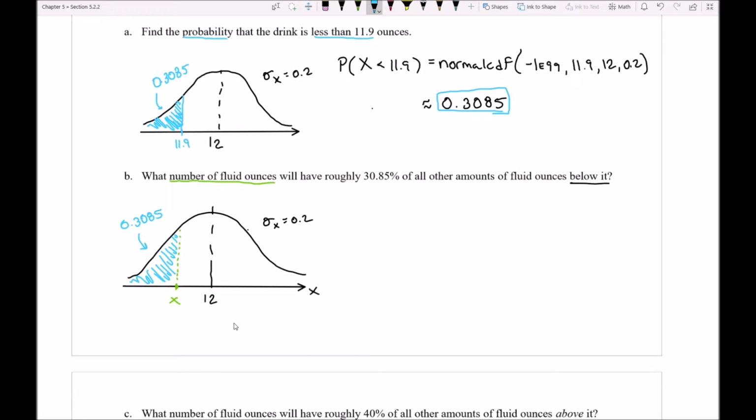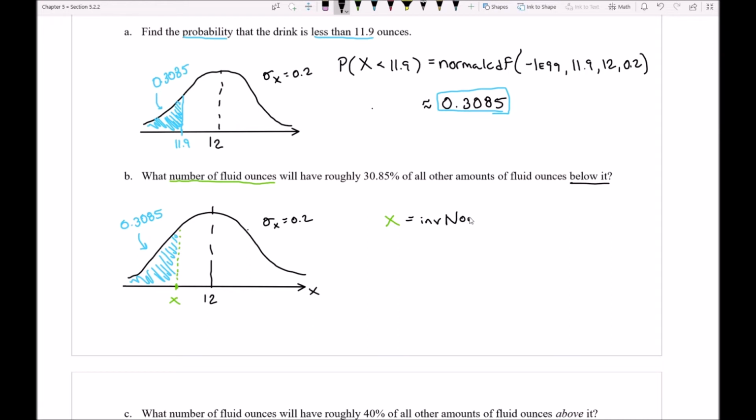So the question then is, what is a value of X that could do this? Well, if you look at the problem up above, it might not be too cryptic. We already kind of know what this value of X should be, right? Isn't it just going to be 11.9? That's exactly what it should be. But how would I find that value of 11.9 if I didn't already have part A completed? Well, this is where this new calculator command, inverse normal, can help us.